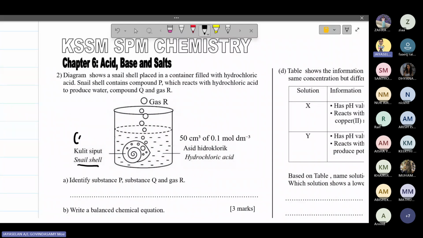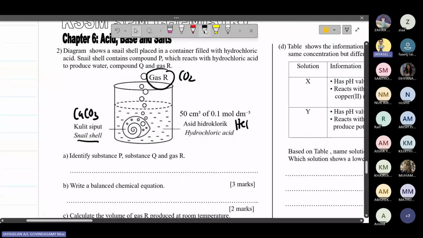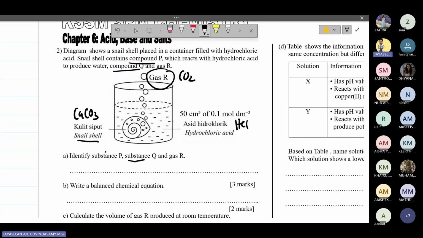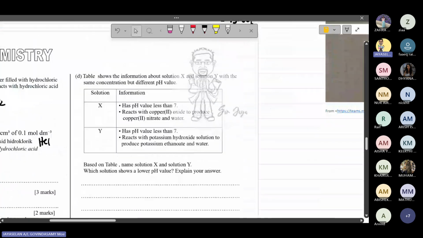Okay, I just give you the key points. Next Saturday we do calcium carbonate with hydrochloric acid. Acid plus metal carbonate, the gas is carbon dioxide. So identify substance P. Mana substance P? Okay, substance P is calcium carbonate lah. Substance Q, where is substance Q? The product. What is the product? Calcium chloride. Calcium chloride soluble or insoluble, tanya daripada diri kamu nanti. Then write the balanced equation. There's one more stoichiometric calculation. You do lah.